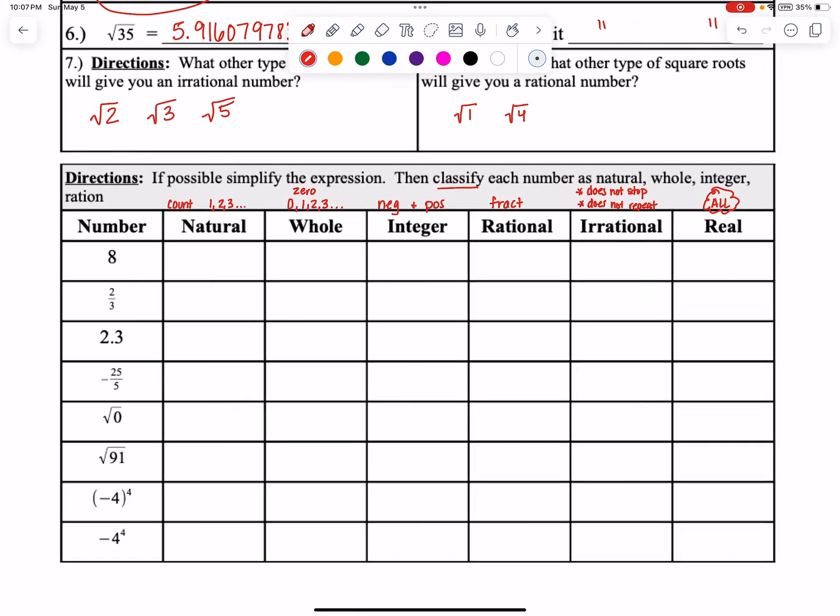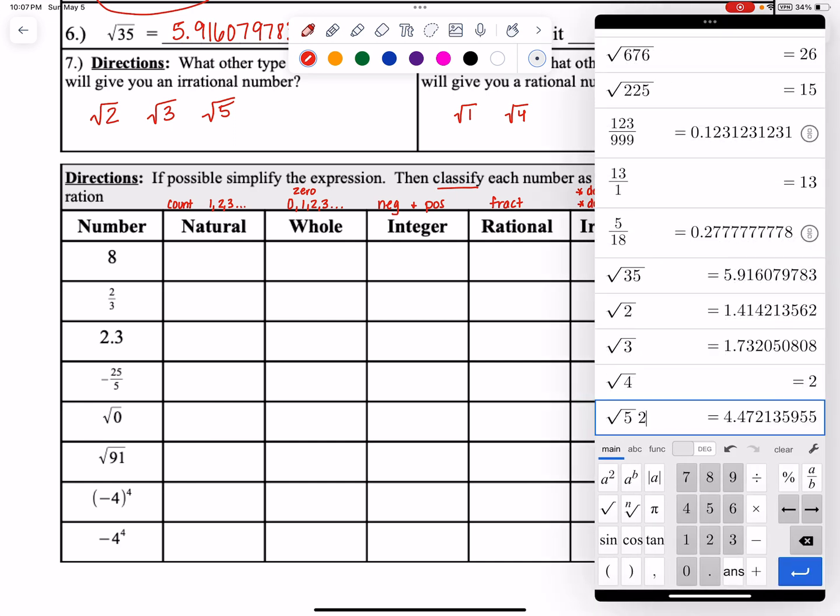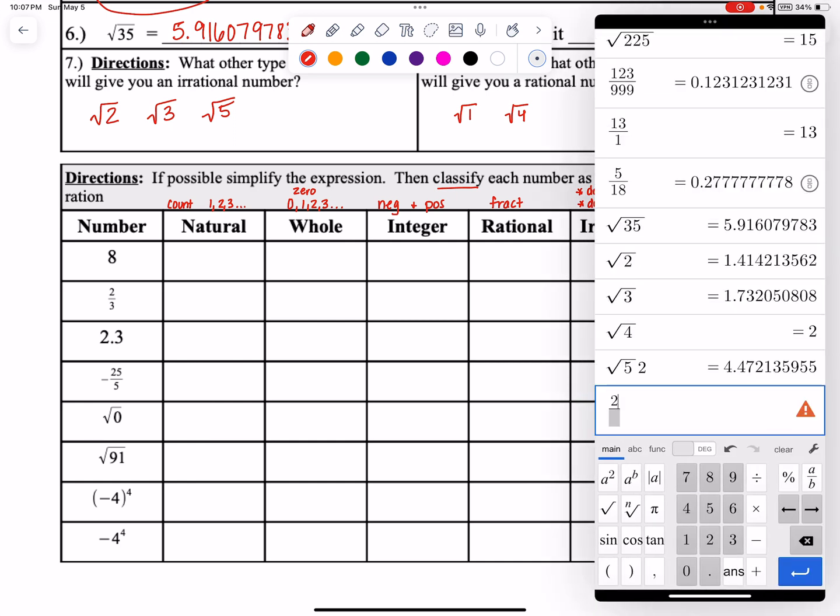So right away, if I'm going to do this chart, no matter what, I'm checking off every single one of these because every number I know is a real number. Then I'm going to go through and start working my way down this list. So let's think about all of our irrational numbers. So does not stop and does not repeat. Well, 8 stops. Okay, 2/3. Let's look at that. So we would want to write fraction 2/3. So that one, the 6 repeats.